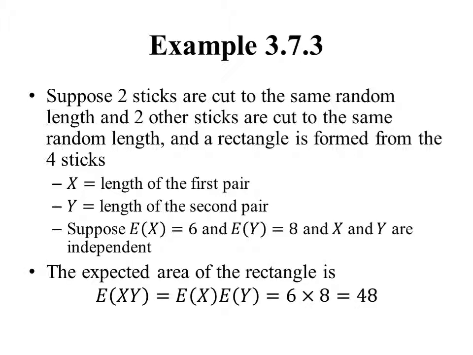Now, we might ask the question, what's the expected value of the area of that rectangle? Well, the area of the rectangle in terms of x and y is just x times y. So by our theorem, and because things are independent, that's equal to the product of the expected values, which is 6 times 8, which is 48. So that's all there is to calculating the expected value of the product of two independent random variables.